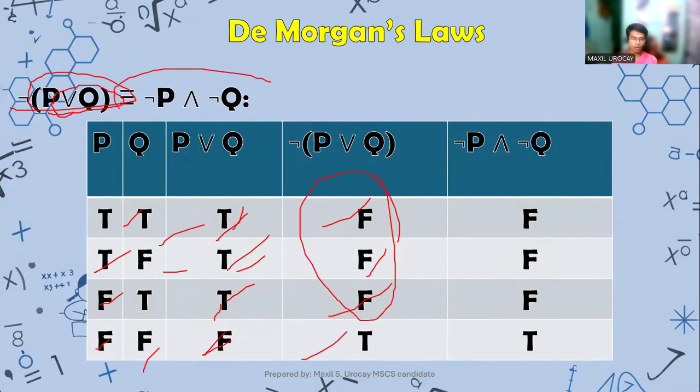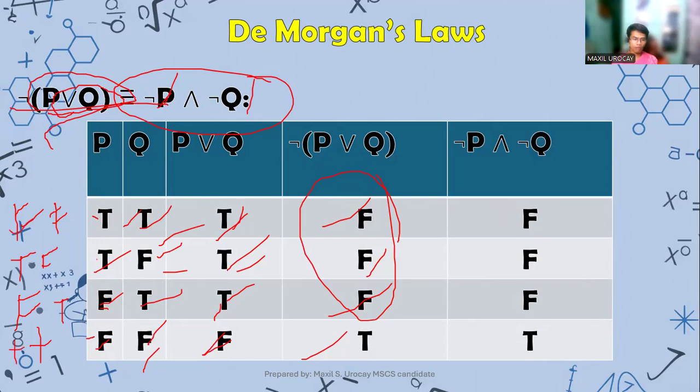Now let's try to work on this. Not P. Let's negate P. True will become false, true will become false, then false will become true, and false will become true. So that is for not P. Then for not Q, true will become false, then false will become true, and then true will become false, and then false will become true.